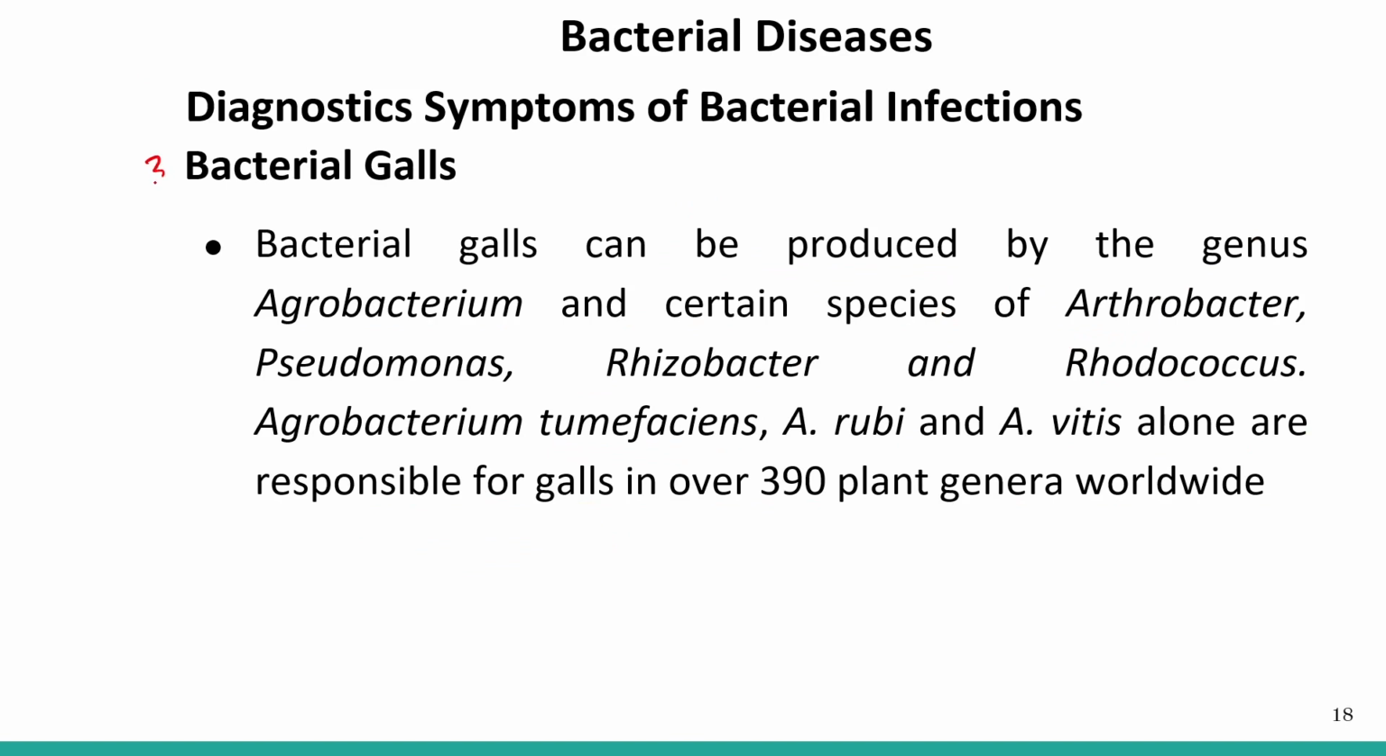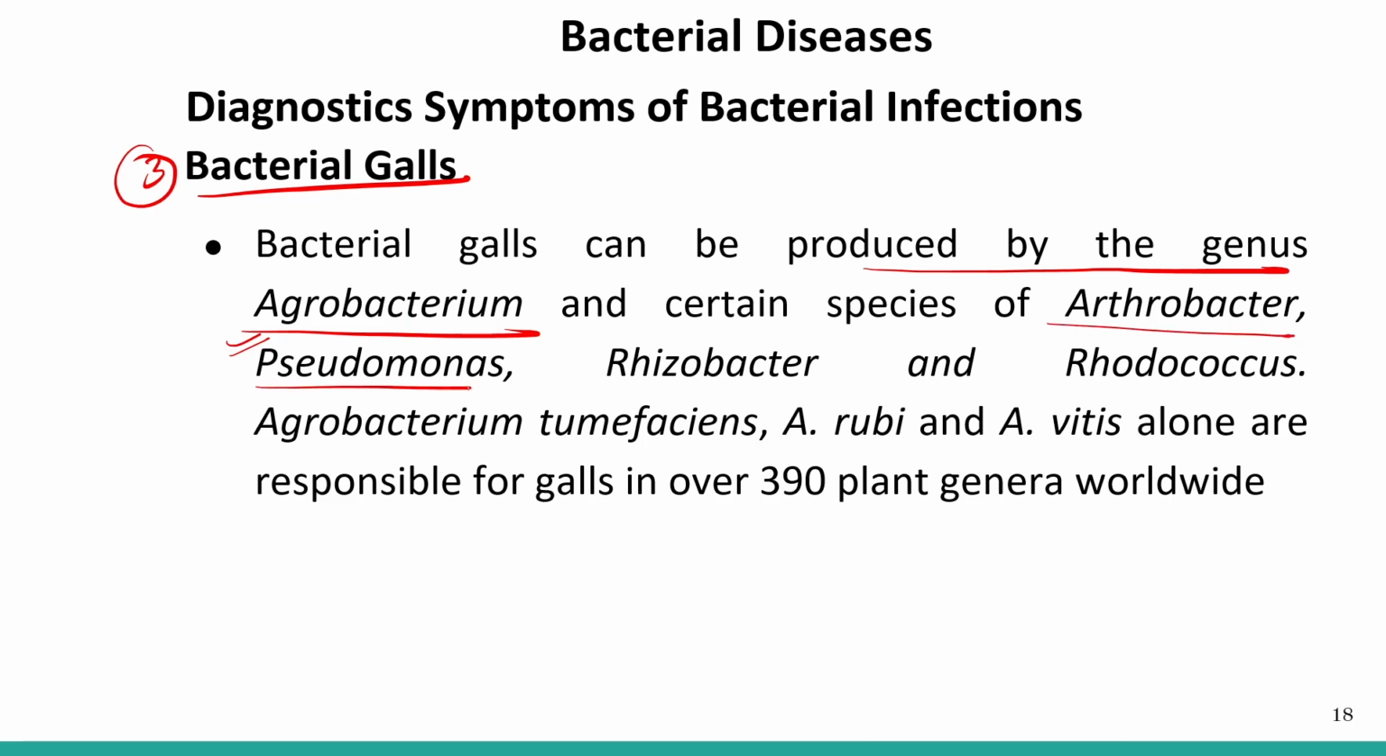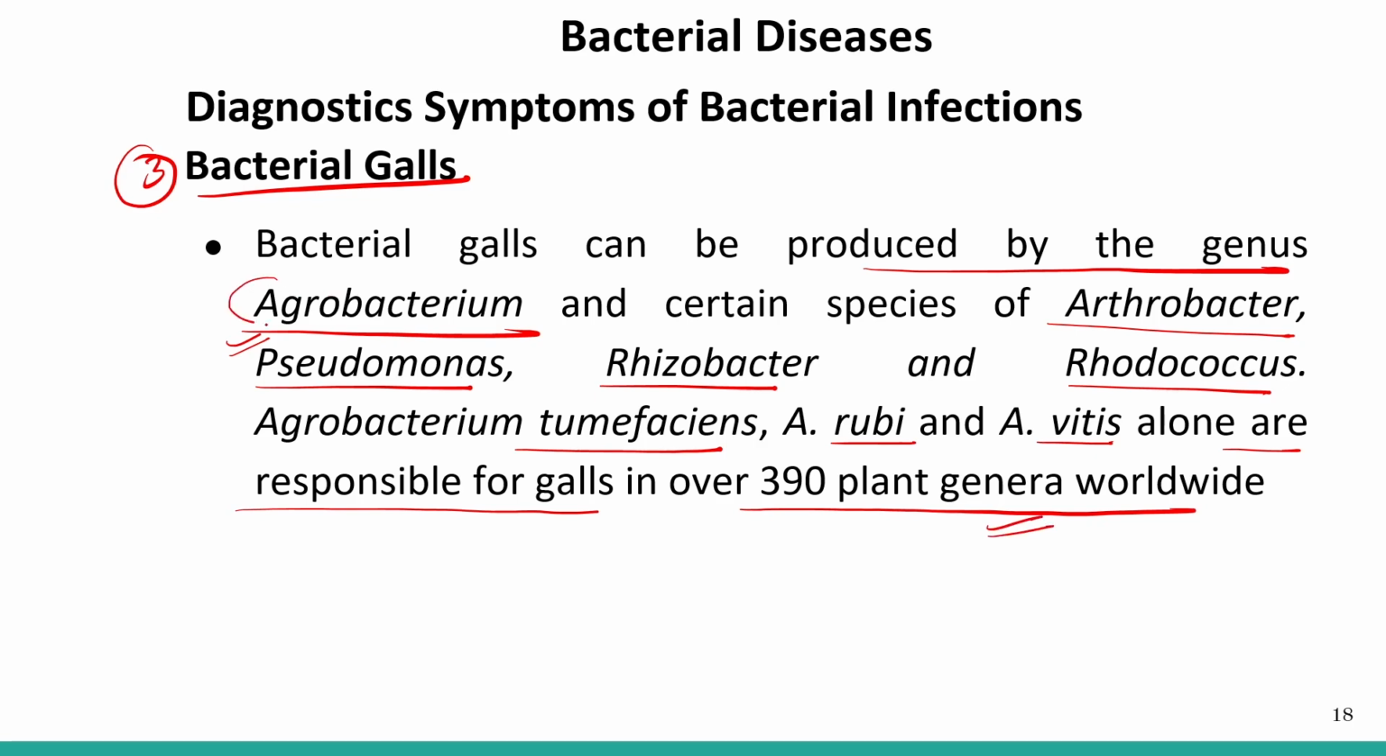Okay, now the third type is the bacterial galls. Bacterial gall can be produced by the genus Agrobacterium, very, very important, Agrobacterium, and certain species of Orthobacter, Pseudomonas, Rhizobacter, and Rhodococcus. Agrobacterium tumefaciens, Agrobacterium rubi, Agrobacterium vitis alone are responsible for galls in over 390 plant genera worldwide. So this Agrobacterium is very, very important.